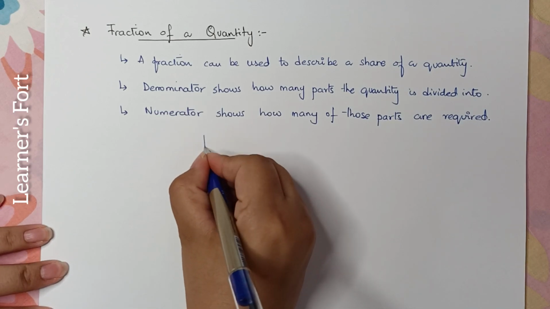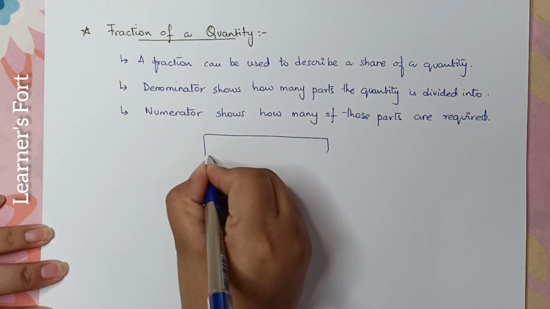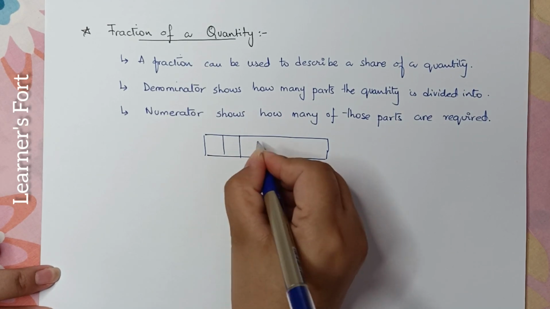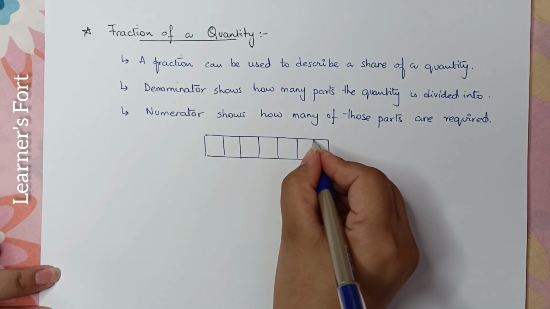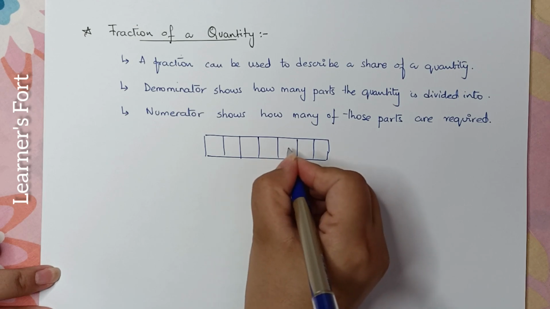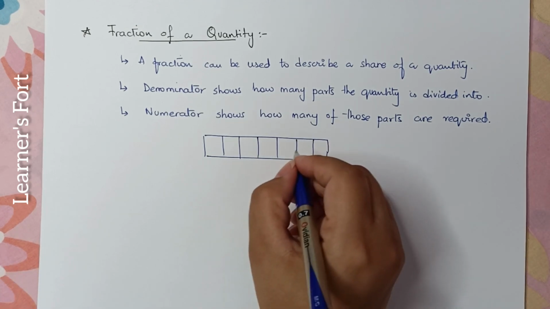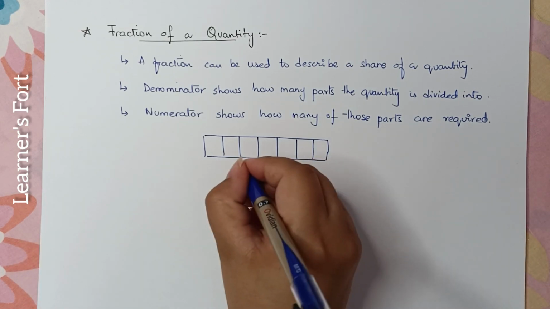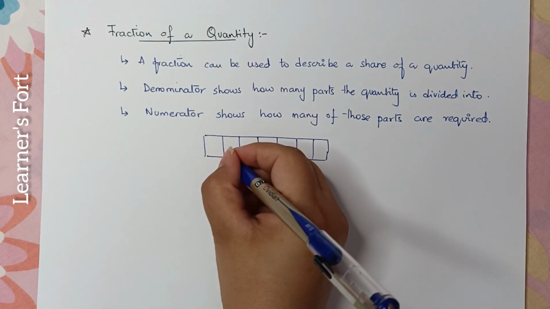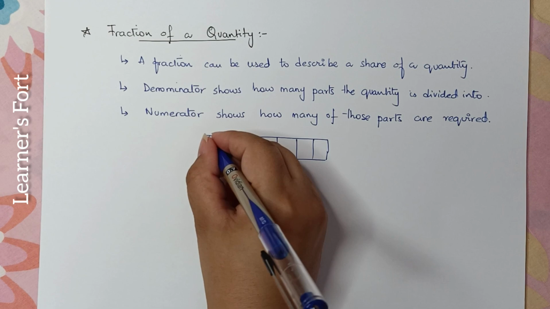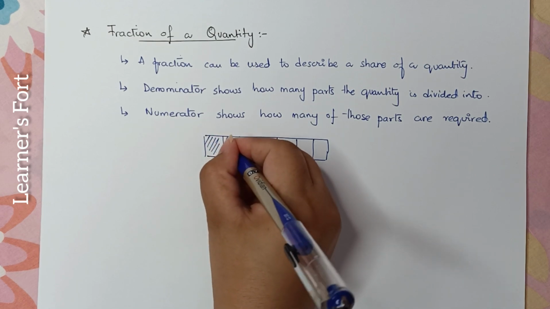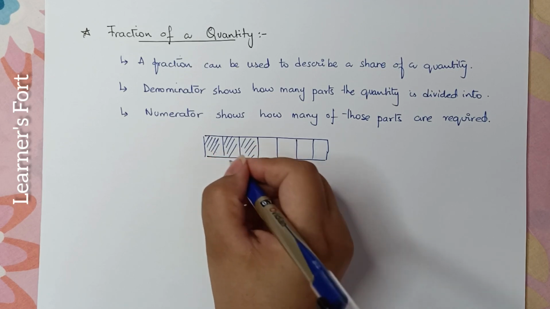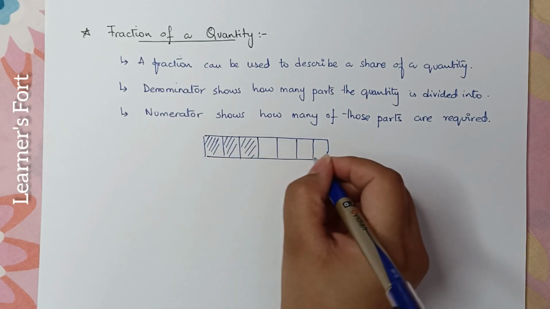Let's suppose we have a rectangle, right? And it is divided into how many parts? 1, 2, 3, 4, 5, 6, 7. It is divided into 7 parts, right? Okay. And we are only considering the 3 parts. So we're going to shade 3 parts, 1, 2, and 3. So 3 parts are shaded.